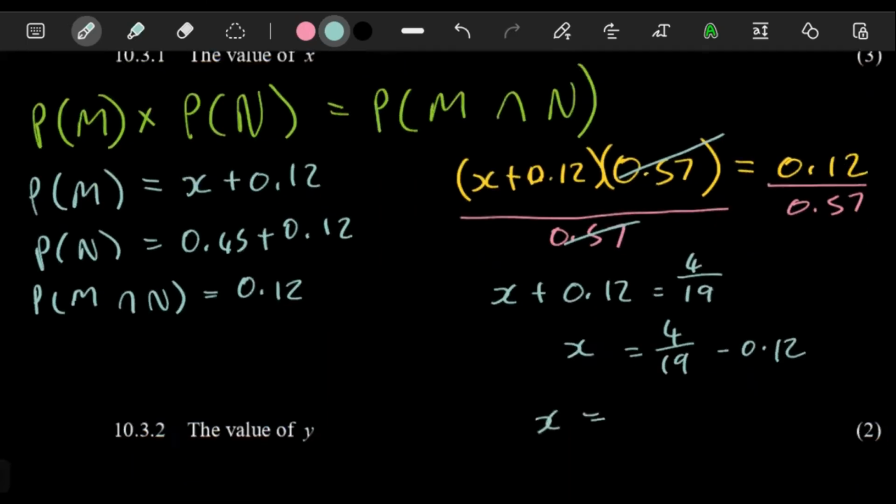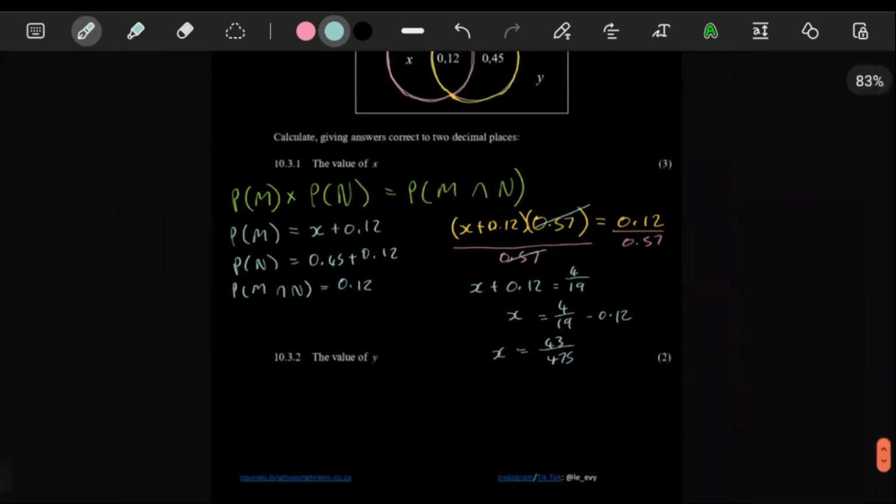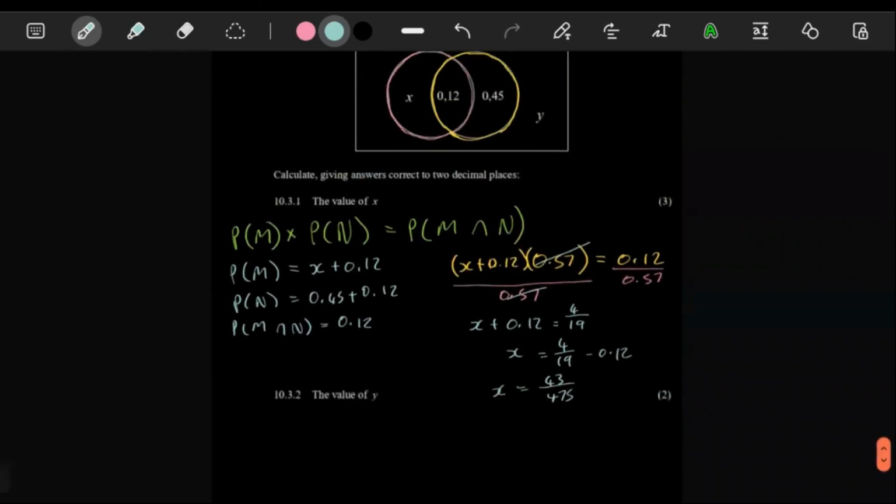Let's see what our value of x is. 4 over 19 minus 0.12, we're getting 43 over 475. With this kind of equation, I would much rather leave it as a fraction, because at least the fraction is complete. If you round it off, you would have something like 0.091 or 0.1, which may not be a very good idea. So a fraction is best.